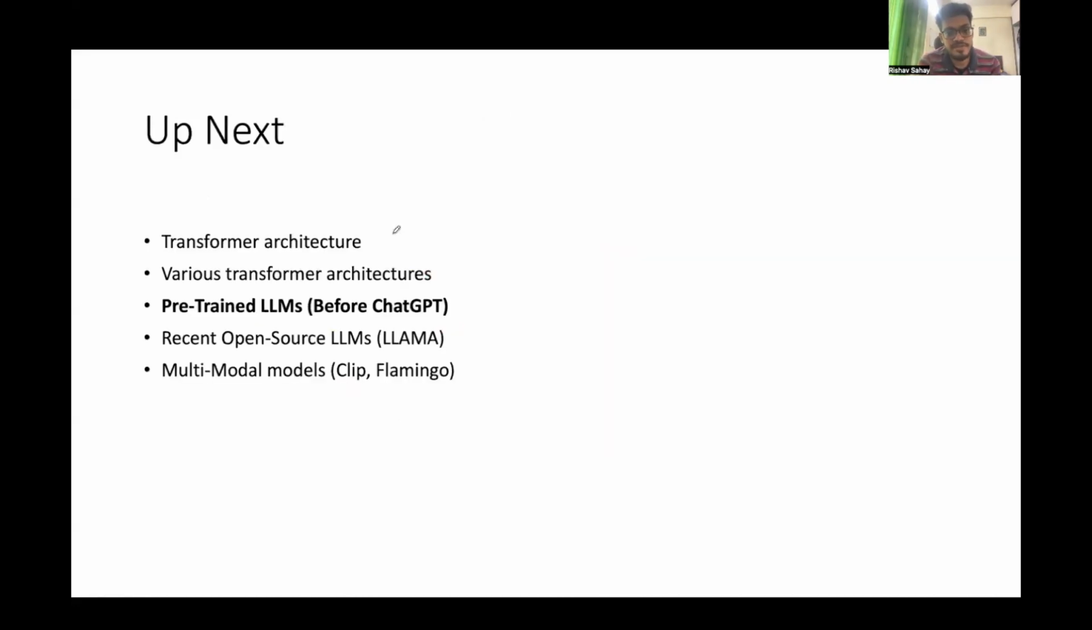Next, let's dive into the pre-trained LLMs that were introduced before the ChatGPT era. Specifically, we'll look into the GPT series, we'll look into the BERT model, we'll look into T5. We'll also look into the algorithms like instruction tuning and RLHF in detail.